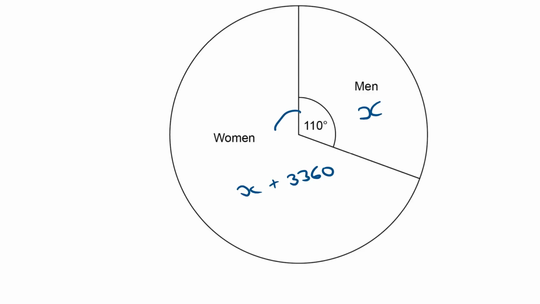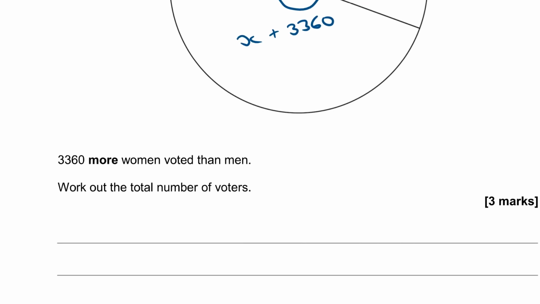Well, what's this angle here? We've got 360 degrees in a circle, so less 110 gives us an angle for women of 250. So I suppose we could use that as a ratio of women to men, can't we? We can say that the ratio of women to men is 250 to 110, and we know that then that is X to X plus 3360.